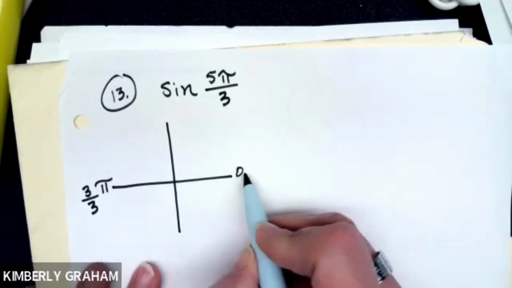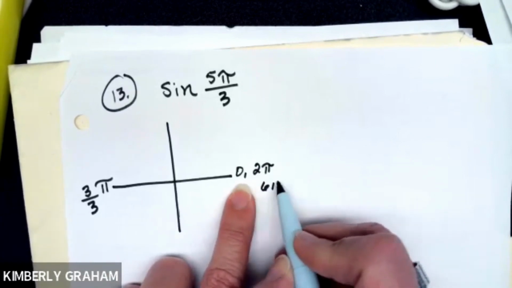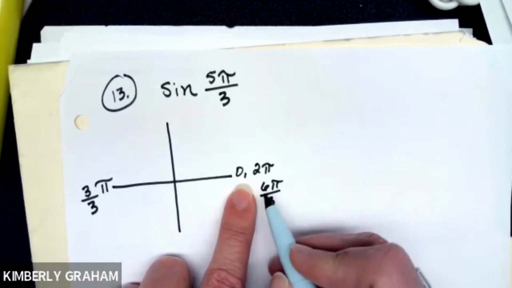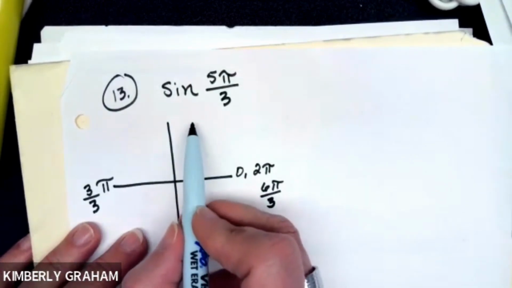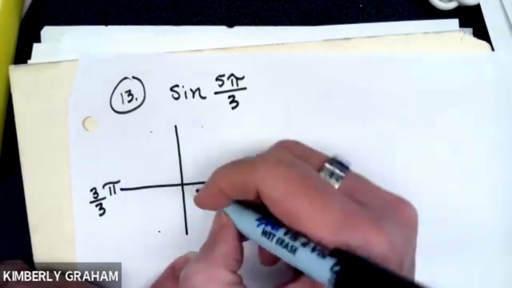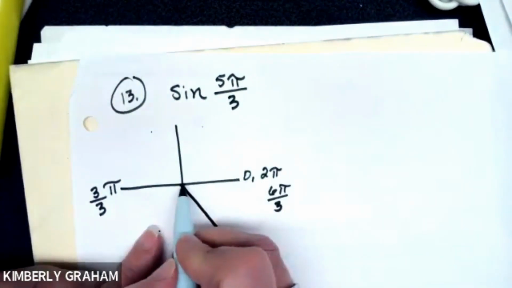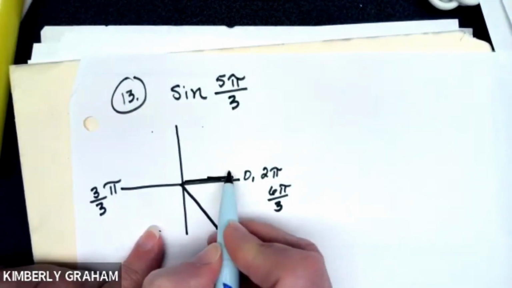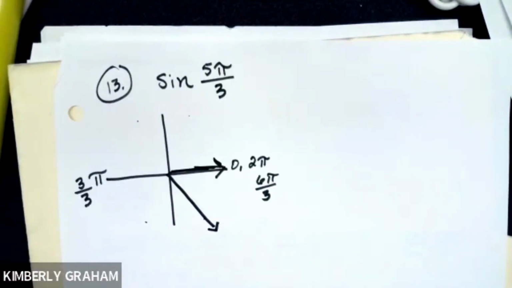You can think of this as 2 pi, or you could think of it as 6 pi over 3, right? Because 6 divided by 3 is 2. Right. 1/3 up in here, 1/3, 2/3, 3/3, 4/3, 5/3. So 5/3 pi is going to be down here in quadrant 4. So there's my angle that I'm given. That's my first step, is to sketch the angle. My second step is to figure out the reference angle.